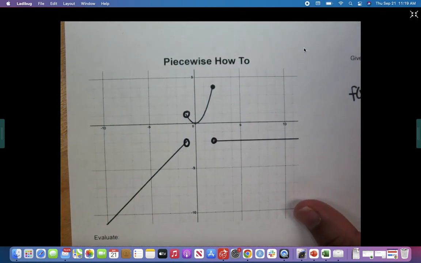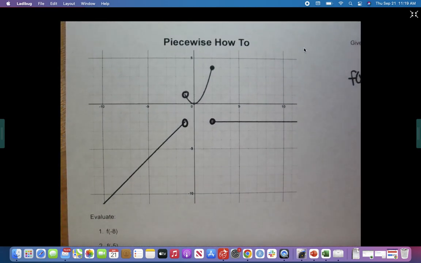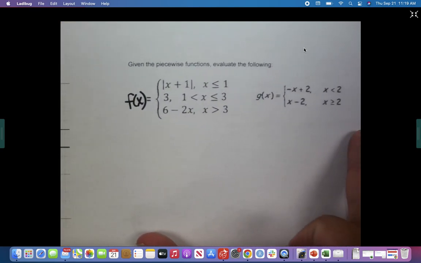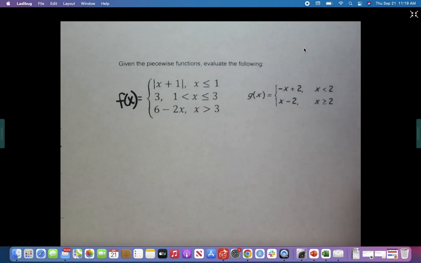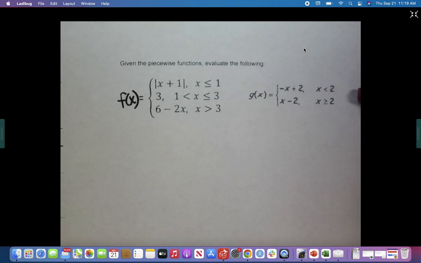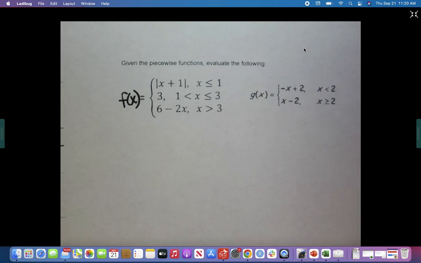Alright, this video is on how to evaluate piecewise functions. So we're going to evaluate from the graph, and then we are also going to evaluate from equations. But we're not actually going to do these by hand. We are going to type this in on Desmos. So it gets a little tedious, but once you have your functions typed in, you can literally type in whatever you're trying to evaluate and just have Desmos do it for you.